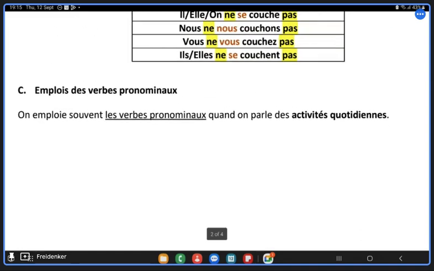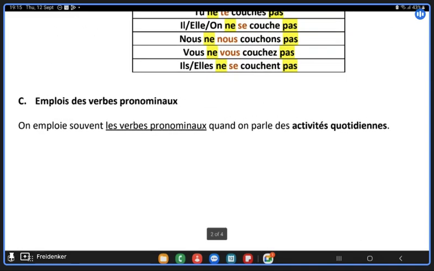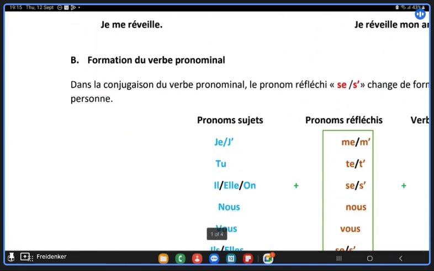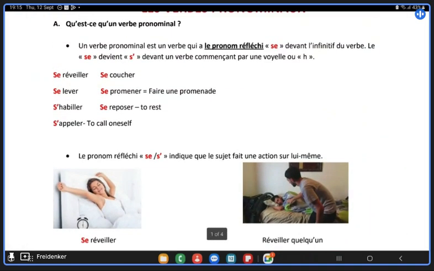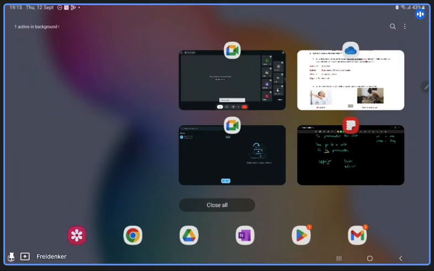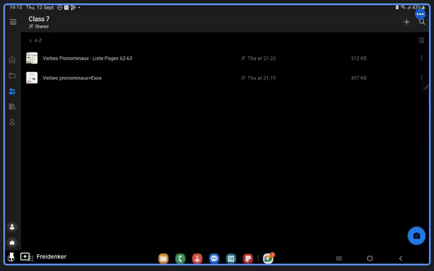Okay. When do we use this? You use this when you talk about daily activities like brushing your teeth, taking a bath, going out for a walk, wearing clothes. All of this will require verbes pronominaux. Like we did look at some examples: waking up, getting out of bed, putting oneself to sleep, dressing. All of that. Those were the rules.